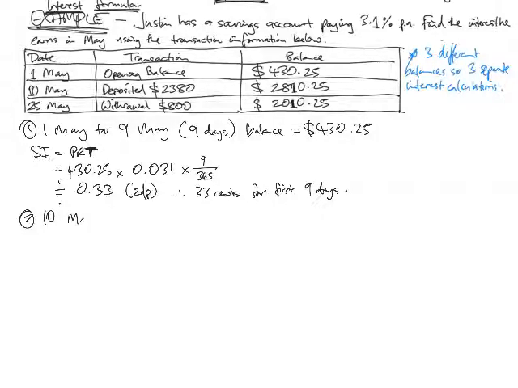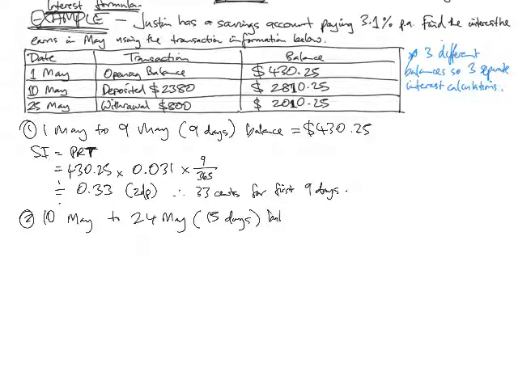10 of May to the 24th of May, which is how many days? 10 is, and it's inclusive. 10, 11, 12, 13, 14, 15, 16, 17, 18, 19, 20, 21, 22, 23, 24. That's 15 days.